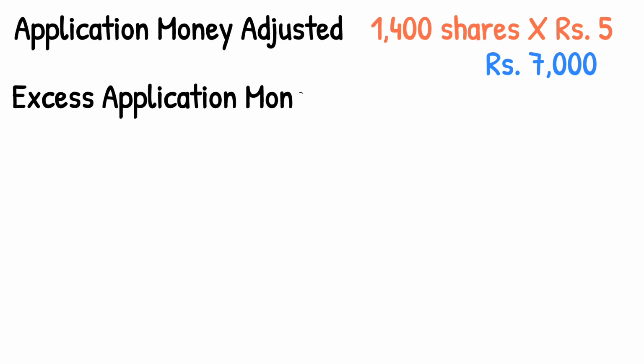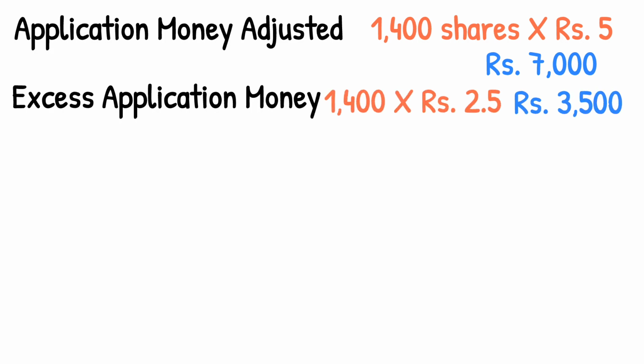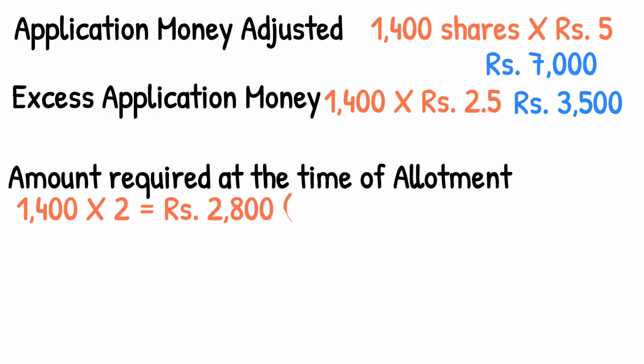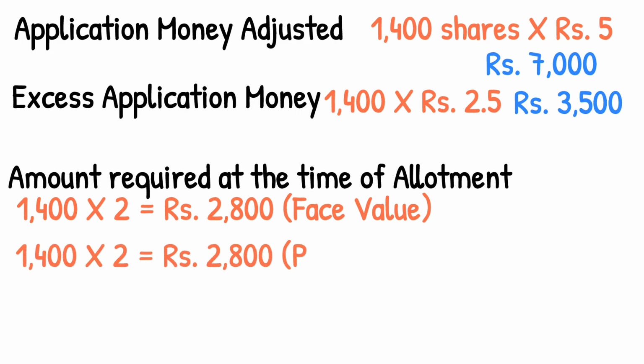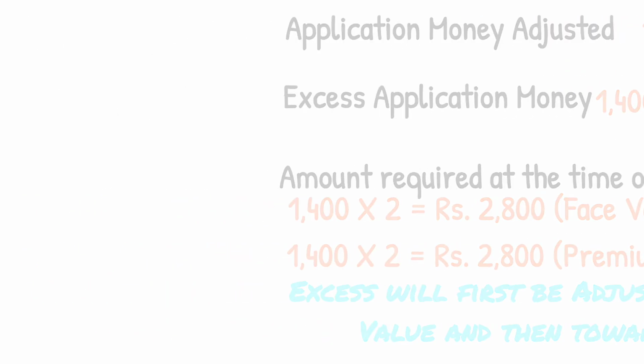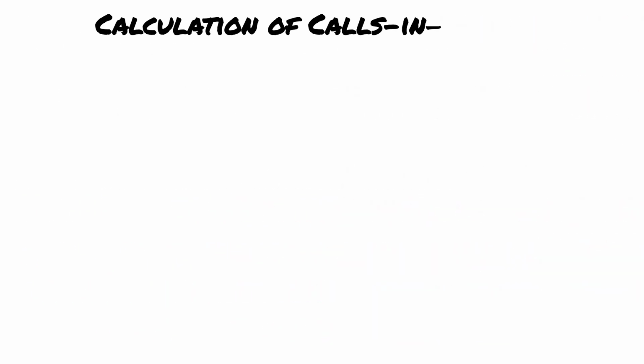There's still an excess application money at the rate of rupees 2.50 per share, which will be adjusted at the time of allotment. At the time of allotment, he has to pay rupees 2 towards the face value and rupees 2 towards the premium. Remember the note again: any excess will first be adjusted towards the face value, and then if any excess still remains, it will be adjusted towards the premium. So you can see the calculation now.